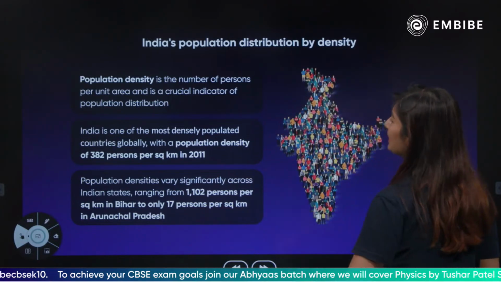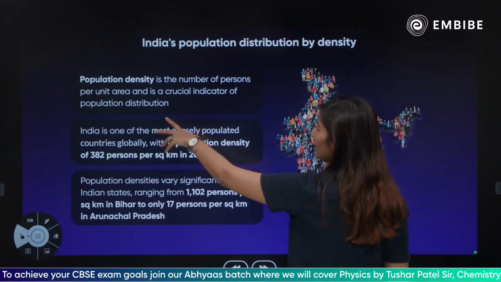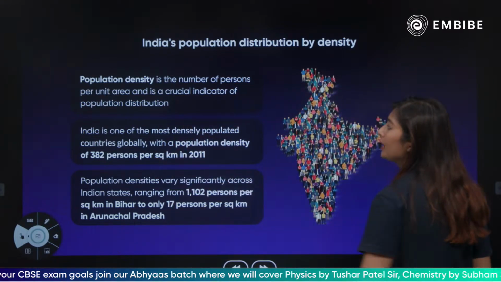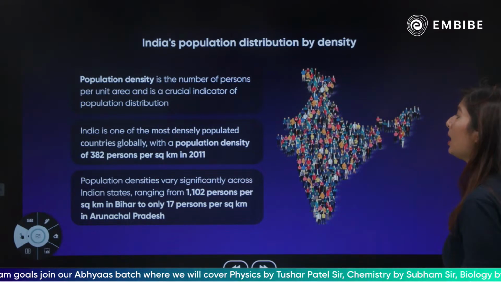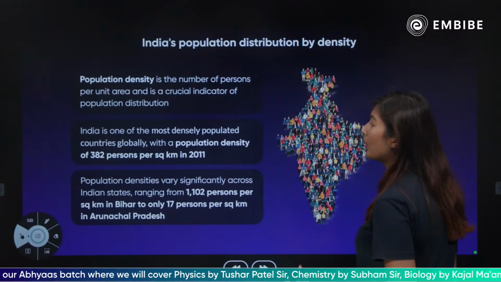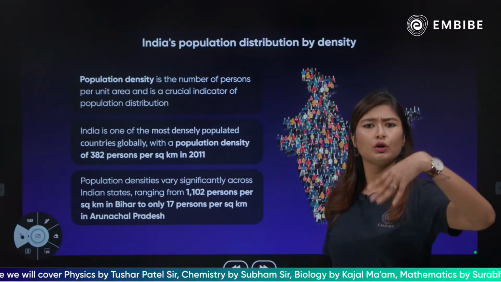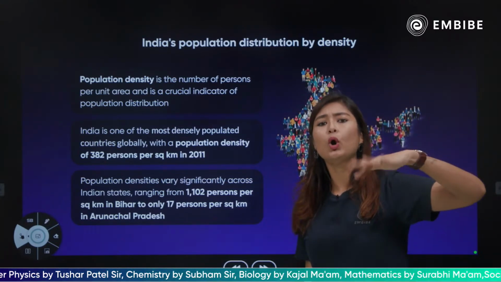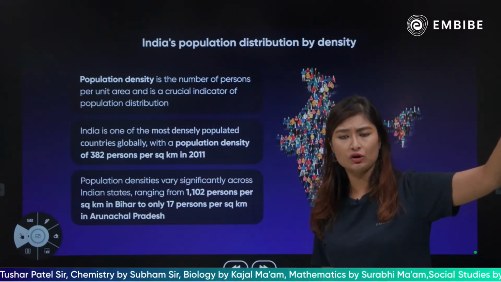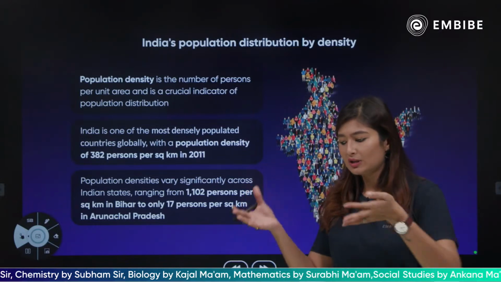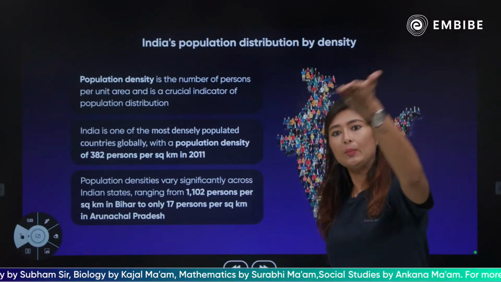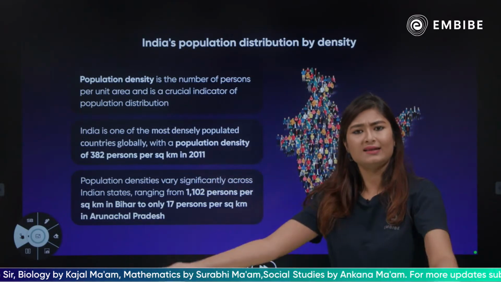Okay. So, it basically is number of people per unit area and is a very, very important indicator of the population distribution. India is one of the most densely populated countries globally. Naturally, we only have 4% of land, but we have almost 18% of the population of the world. So, it's very natural, 4% की ज़मीन पे 18% का population है, the density has to be big.